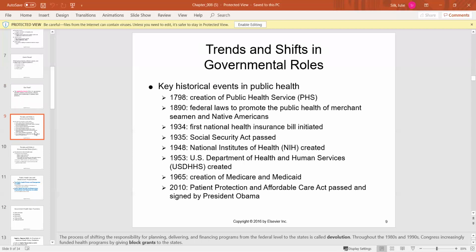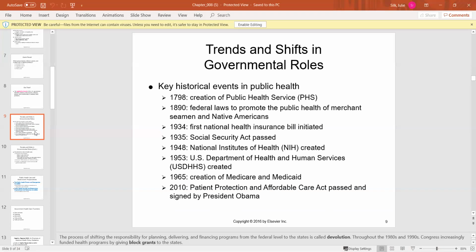Okay, so this slide talks about some key historical events in public health that shifted governmental roles. The process of shifting responsibility for planning, delivery, and financing programs from the federal level to the states is called devolution. Through the 1980s and 1990s, Congress increasingly funded health programs by giving block grants to the states. So here are some key historical events related to that.